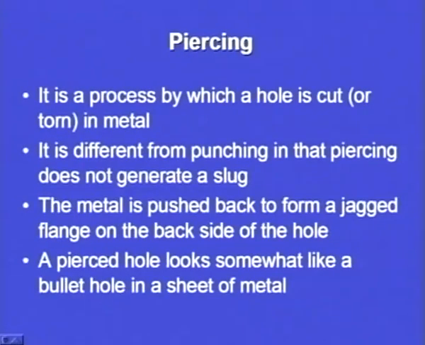A pierced hole looks somewhat like a bullet hole in a sheet of metal. Suppose we make a sheet metal, and we pierce a bullet in this sheet metal. The hole formed by the bullet will be a piercing operation, and we will get a jagged flange on the back side of the hole. So, this is another operation, a piercing operation, that is done on a sheet metal to make a hole in the sheet metal.